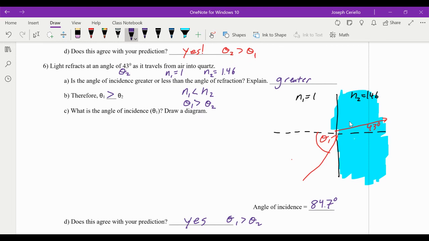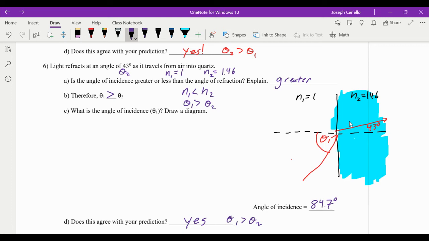So now actually here it gives us the refracted angle. We're going from air into quartz, so that's n1 and that's n2. We're always going into n2. Again, find the index of refraction of quartz on your reference table. And theta 2 is going to be 43 degrees because that's the angle it refracts at.